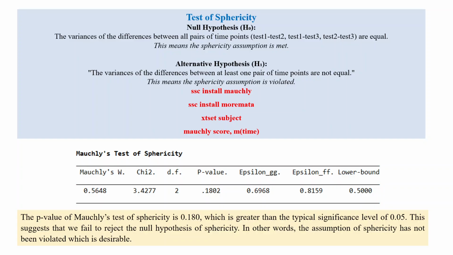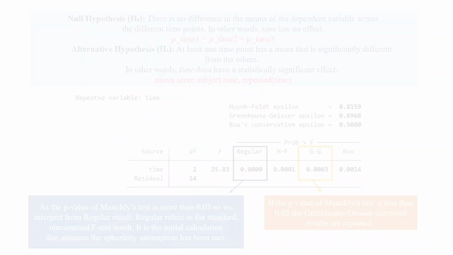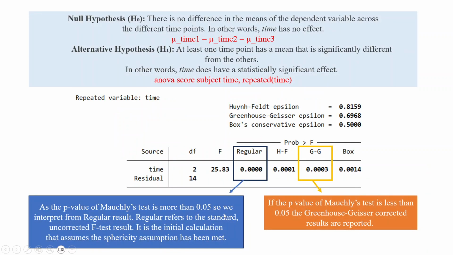See, what was the value? Let's check. It was 0.1802, which is more than 0.05. So we interpret from the regular result. Regular refers to the standard uncorrected F-test result. It is the initial calculation that assumes that the sphericity assumption has been met. In case the p-value of Mauchly's test is less than 0.05, the Greenhouse-Geisser corrected results are to be reported. Now in any case, the p-values are less than 0.05.